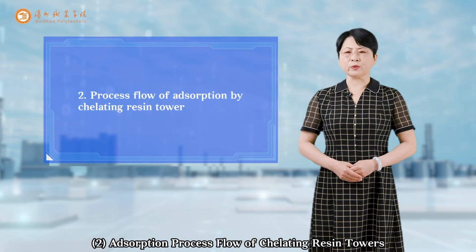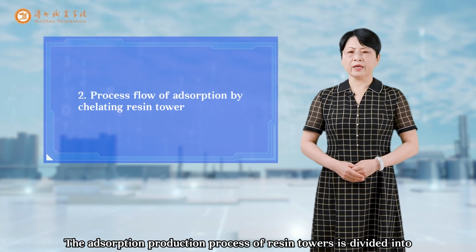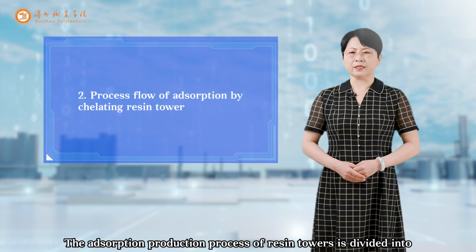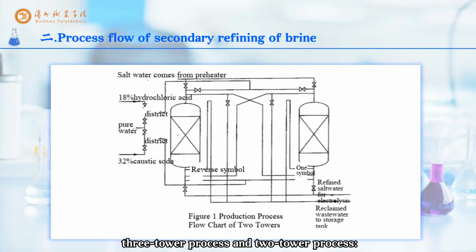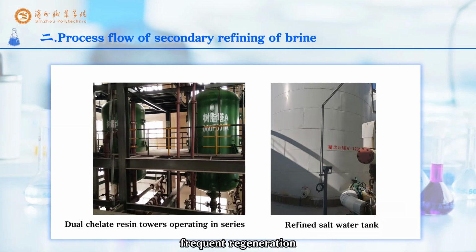2. Adsorption process flow of chelating resin towers. The adsorption production process of resin towers is divided into the 3-tower process and the 2-tower process. In the 3-tower process, 2 towers are always connected in series for operation, e.g. A in series with B, B in series with C, C in series with A, and 1 tower is regenerated, with short waiting operation cycle, frequent regeneration, and high safety factor.